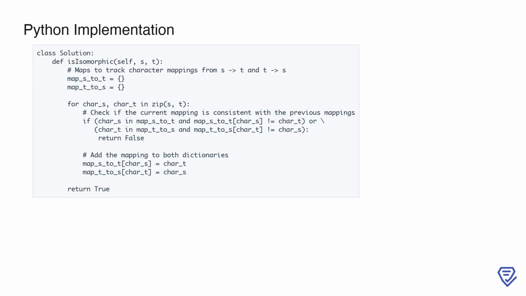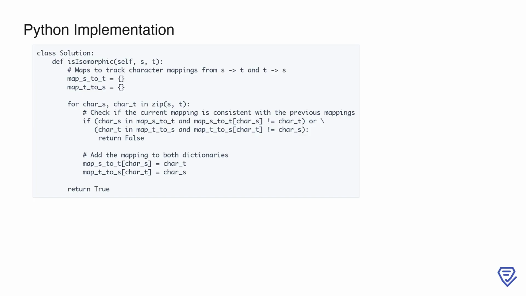For example, if s equals egg and t equals add, the mapping would be e-a, g-d for map_s_to_t and a-e, d-g for map_t_to_s. The zip(s, t) function is used to iterate over pairs of corresponding characters from S and T. For each pair, char_s and char_t, the algorithm checks two conditions. One, if char_s has already been mapped in map_s_to_t, we ensure that it maps to the same character char_t. If it doesn't, the strings are not isomorphic, and we return false.